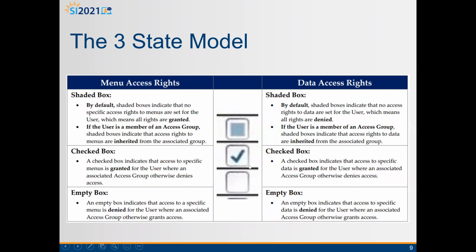If we move to the bottom here, the check mark is what's granted as far as access rights. And then if we move down, we're going to see empty boxes. It just means that it's denied. There are no access rights going on for that user. So the check mark and the empty one are a little more straightforward than the shaded one. The shaded one, we want to know where that's coming from. Another source is giving its rights through inheritance.